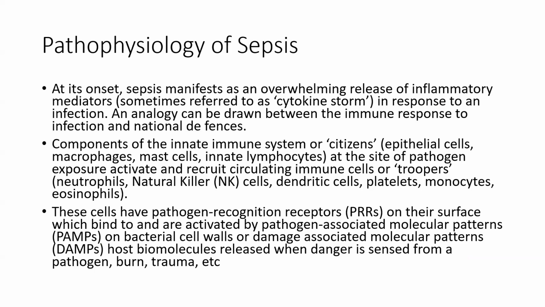Now, pathophysiology of sepsis. At its onset, sepsis manifests as an overwhelming release of inflammatory mediators in response to the infection. An analogy can be drawn between the immune response to infection and national defenses. Components of the innate system, or citizens, at the site of pathogen exposure activate and recruit the circulating immune cells, the troopers, like neutrophil, natural killer cell, dendritic cell, platelet, monocyte, and eosinophil.